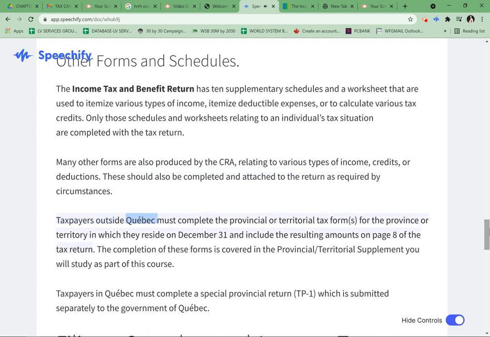Taxpayers outside Quebec must complete the provincial or territorial tax forms for the province or territory in which they reside on December 31 and include the resulting amounts on page 8 of the tax return. The completion of these forms is covered in the provincial, territorial supplement you will study as part of this course. Taxpayers in Quebec must complete a special provincial return, TP1, which is submitted separately to the Government of Quebec.